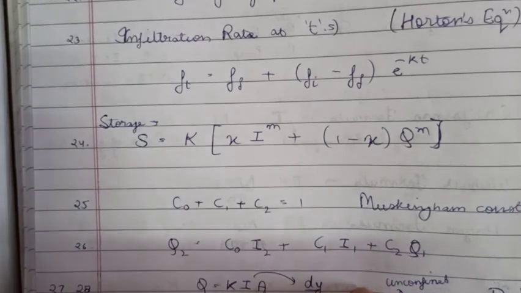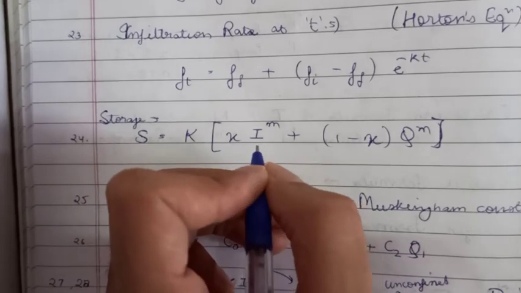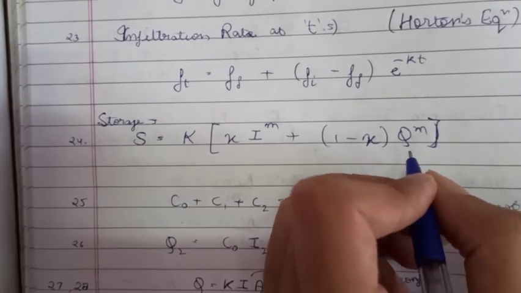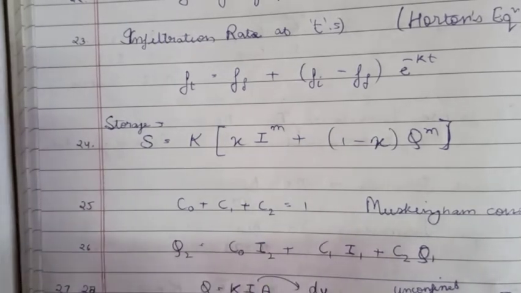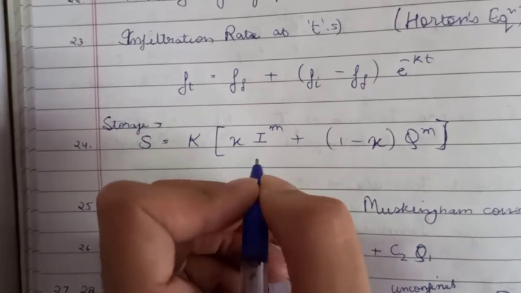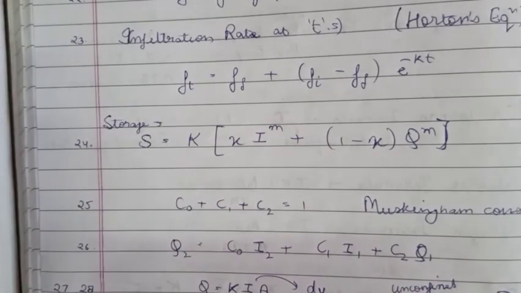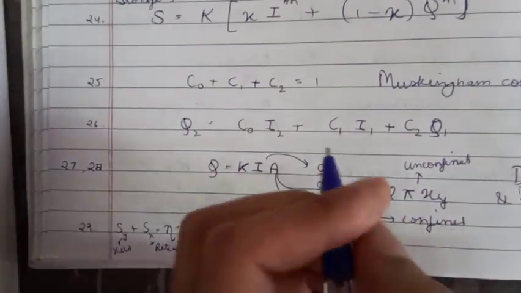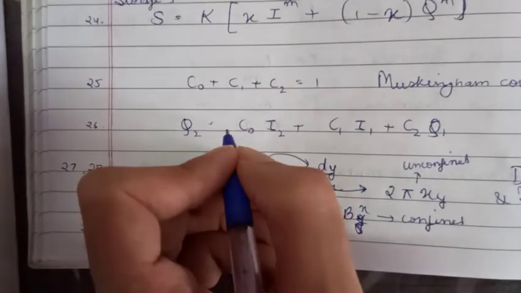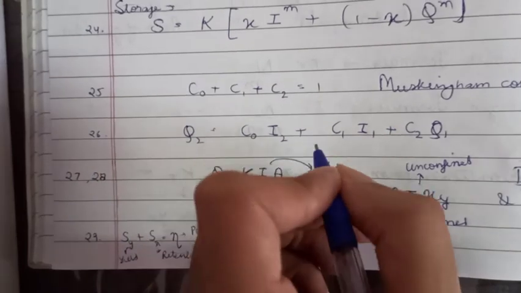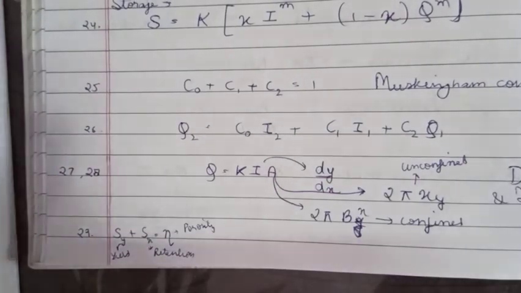Now, talking about storage, S is equal to k multiplied by x I to the power m plus 1 minus x q to the power m, where k is equal to storage time constant, x is the weighing factor, I is the inflow rate, and q is the outflow rate. This equation is known as Muskingum's equation, and if we need to find out q2, that is the outflow at any time t, q2 is equal to c0 I2 plus c1 I1 plus c2 q1, that is inflow and outflow.